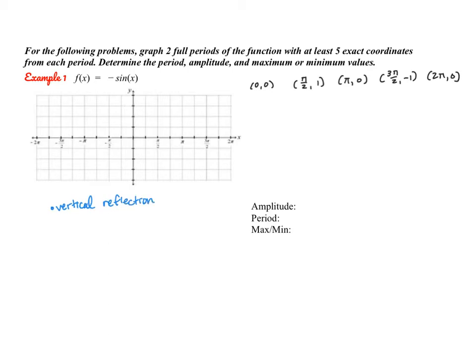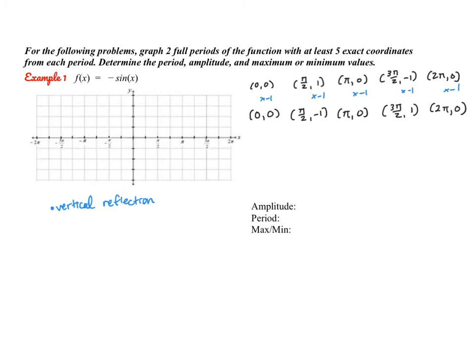So what we're going to do to cause that vertical reflection is multiply all of our y values by negative 1. So we're going to do times negative 1, again, just to the y values because it is a vertical reflection. Okay, so let's see what that gives us. This gives us (0, 0), that stays the same. And then (pi over 2, negative 1). (Pi, 0), that's unchanged. (3 pi over 2, positive 1). And then (2 pi, 0).